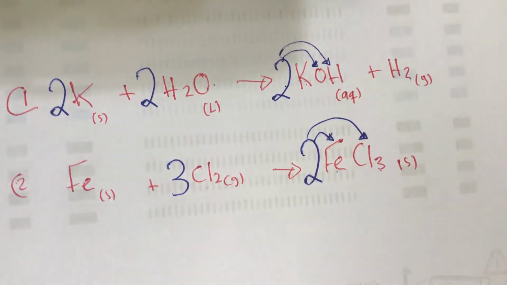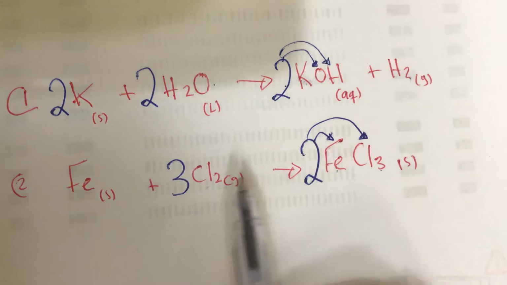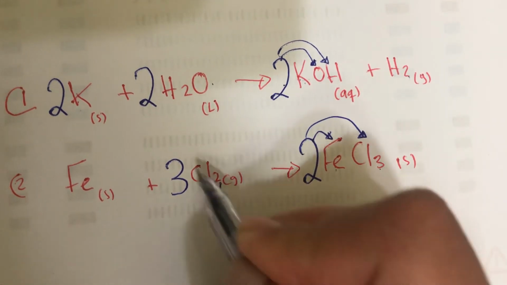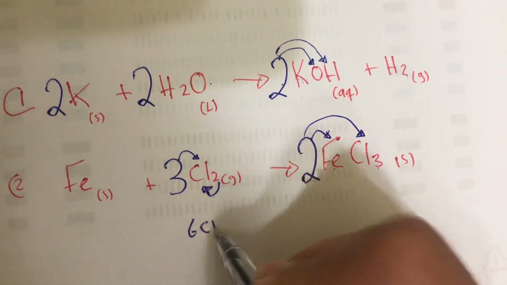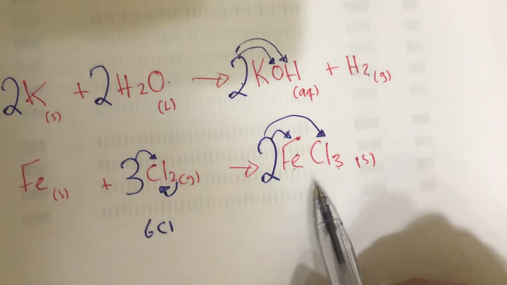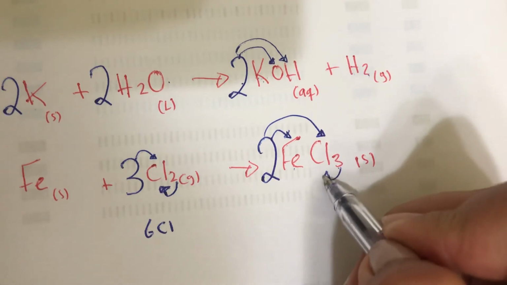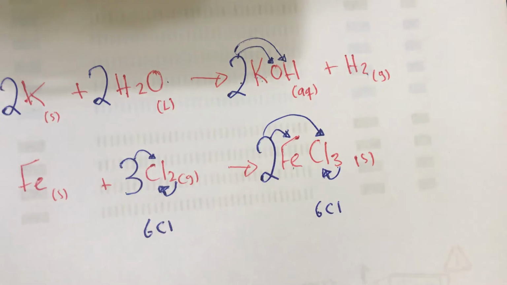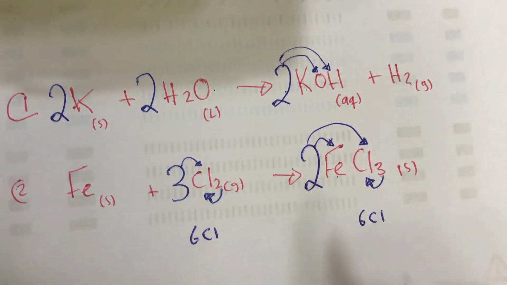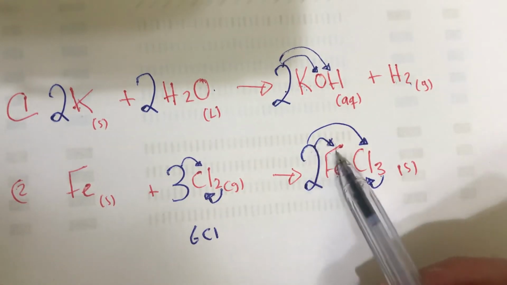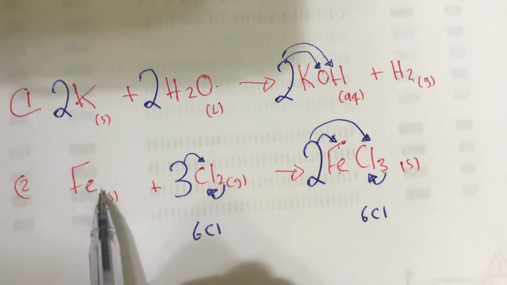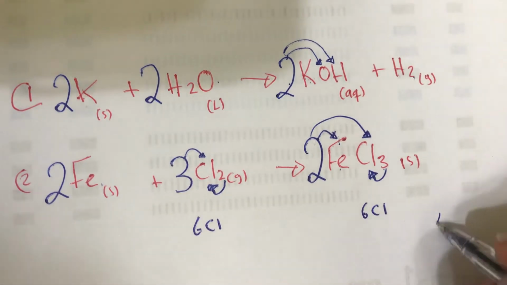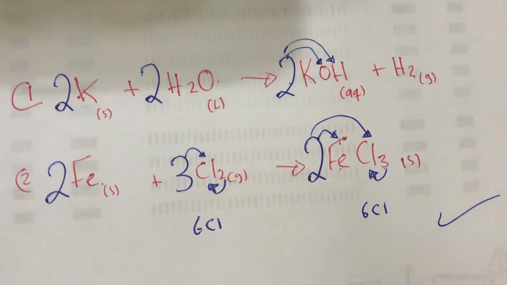So according to the number of chlorine atoms in the reactants, here multiply by 2 and multiply by 3, so 6. Now what about the product? Here multiply by 3 and multiply by 2, so the total is 6. Now what about iron atoms? In the product here you have 2 and in the reactant 1, so multiply by 2, so now you get a balanced chemical equation.